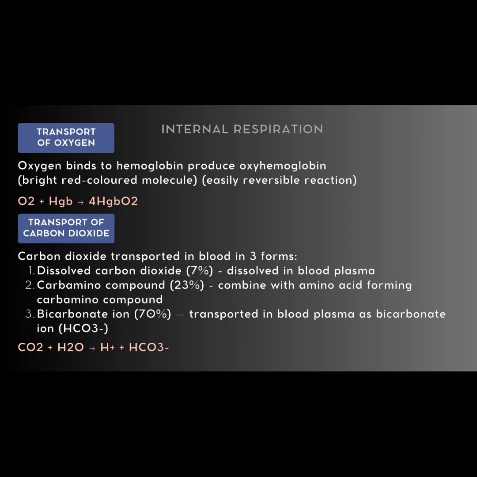Next, transport of carbon dioxide. Carbon dioxide is transported in blood in three forms. First, 7% of carbon dioxide is dissolved in blood plasma. Second, 23% of carbon dioxide is transported in blood as carbamino compound. Last, 70% of carbon dioxide is transported in blood plasma as bicarbonate ion.